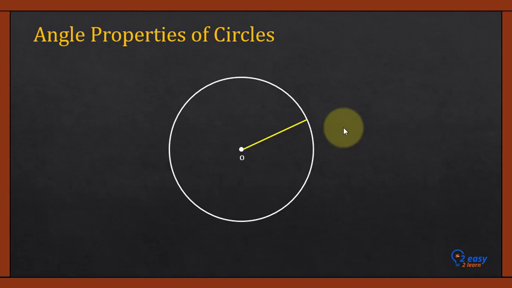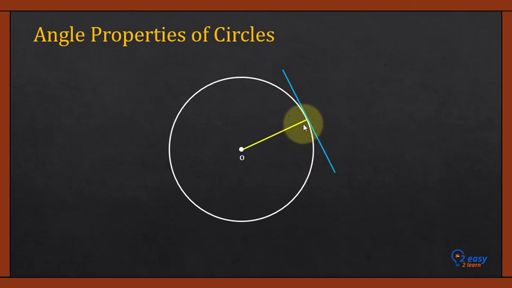Now I have shown you a circle with center O, and this yellow line is called the radius of the circle. So a line joining center to the circumference of the circle is called radius of the circle. And there is a blue line which is touching at the circumference of the circle where the radius is joining. So this line, blue line, is called tangent of the circle. Tangent is a straight line which just touches at one point of the circumference of the circle.